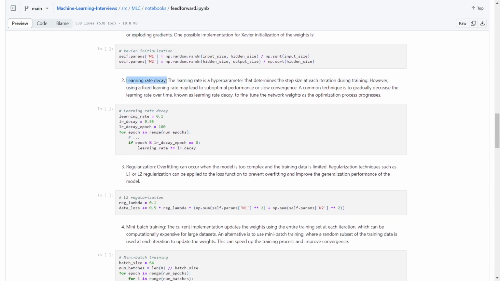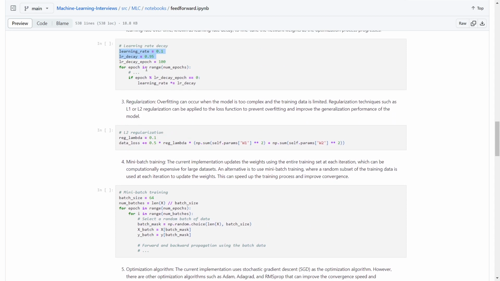And then the learning rate decay. Generally the learning rate is a hyperparameter. However, using a fixed learning rate may lead to suboptimal performance or slow convergence. So we can use a common technique such as decreasing the learning rate over time, also known as learning rate decay. It's very intuitive. We are just multiplying by 0.95 so that we decrease the learning rate at every 100 epochs.